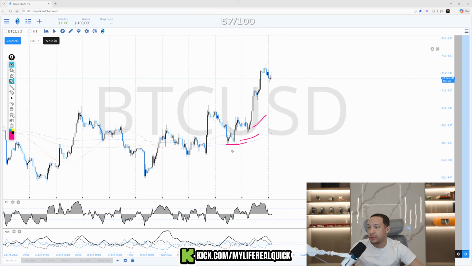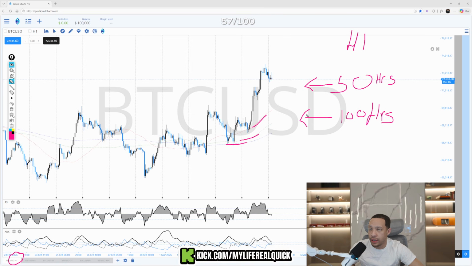So what is the difference between the three? The 50 takes the last 50 candlesticks on the H1 time frame. So this is the last 50 hours on the H1 time frame. What is the 100? It's the last 100 hours, on the H1 time frame. What is the 200? It's the last 200 hours, once again, on the H1 time frame. You understand why this one is strong, but it's not the strongest, because it's going off of this.